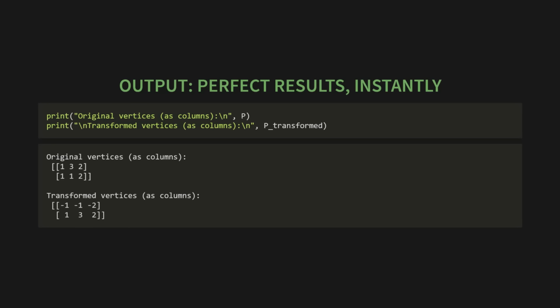We can print the original vertices and the transformed vertices. And look, the original matrix P has columns 1, 1; 3, 1; and 2, 2. The transformed matrix has columns -1, 1; -1, 3; and -2, 2. It's the exact same result we got by doing it one by one, but it's way more efficient. This is the power of thinking of matrices as actions.